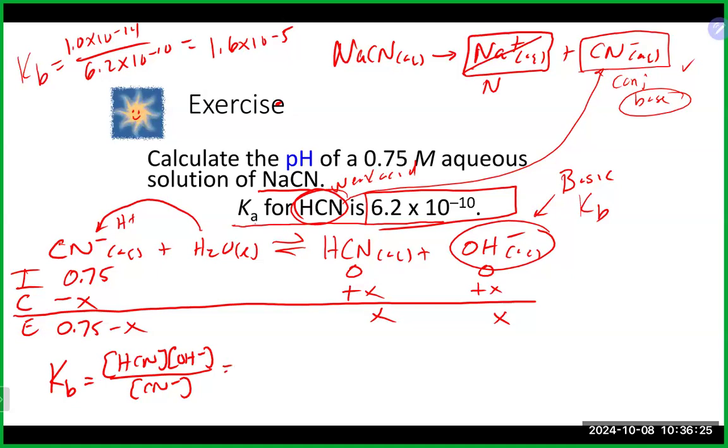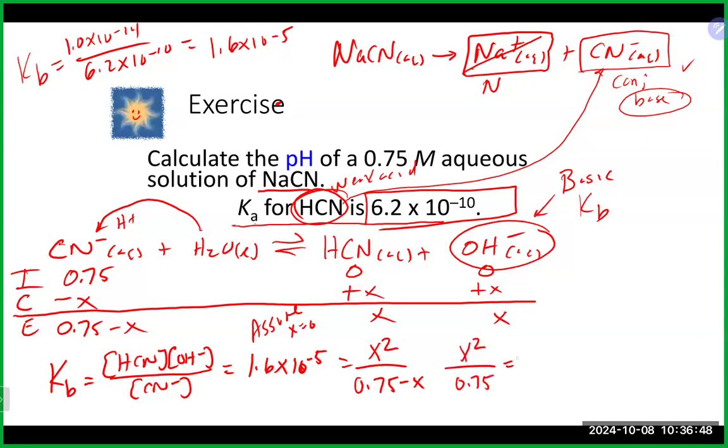So that is what we'll use. 1.6 times 10 to the minus 5 will essentially equal X squared, from our products over our reactants. Why not? Might as well make an assumption. And I'll be honest with you, a lot of times you're going to be in good luck on these. They're going to work probably in most cases. So that's going to get us X squared divided by 0.75 equals 1.6 times 10 to the minus 5.